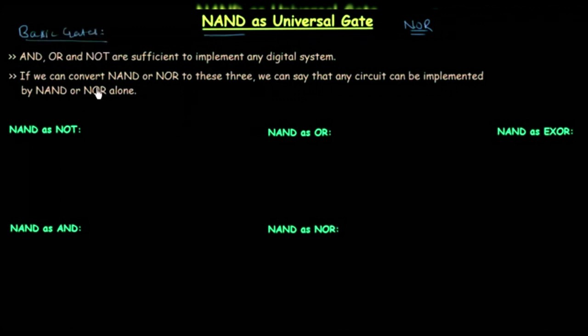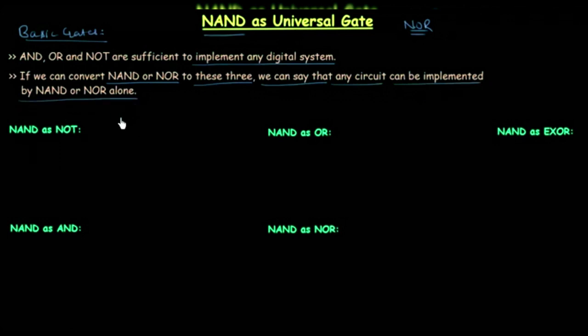We have 3 basic gates, AND, OR and NOT. AND, OR and NOT are sufficient to implement any digital system. We can implement any digital system by using AND, OR and NOT. And if we can convert NAND or NOR to AND, OR and NOT, we can say that any circuit can be implemented by NAND or NOR alone.